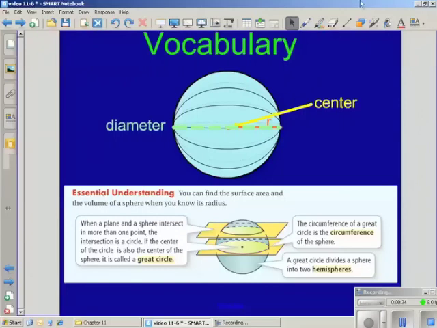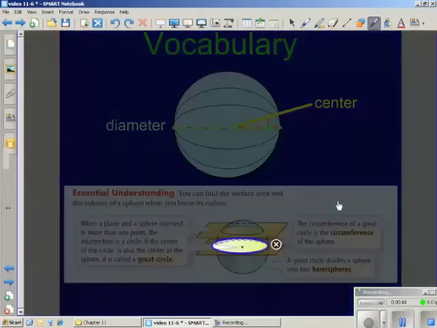Now looking at the picture below, the cross-section of a sphere is a circle. And if the center of the circle, over here, is also the center of the sphere, then it's called a great circle. And the circumference of the great circle is also the circumference of the sphere.